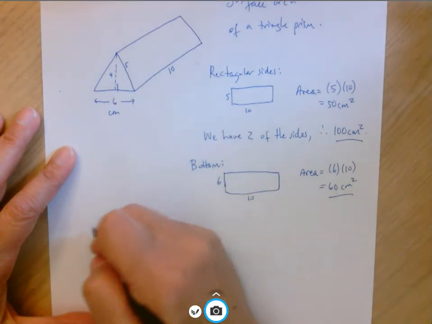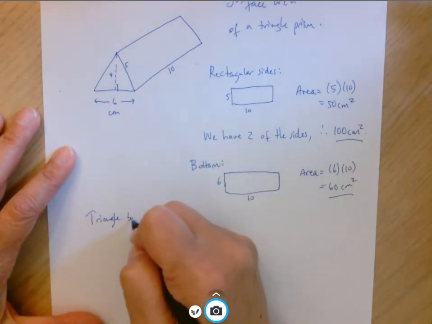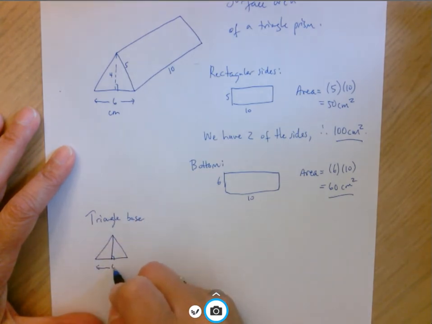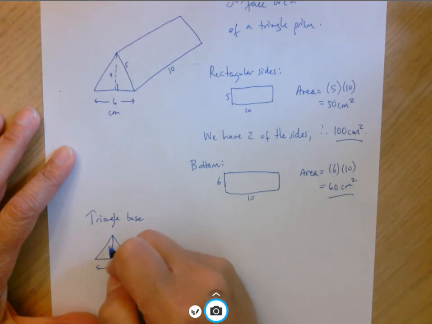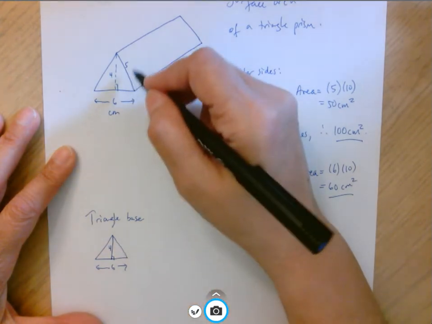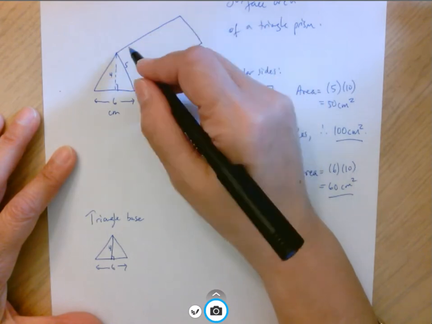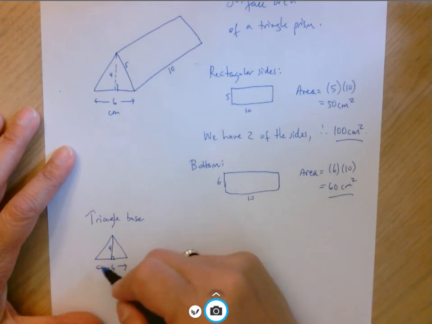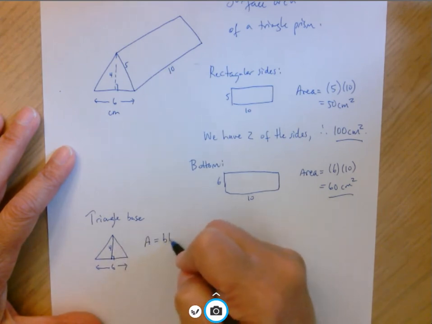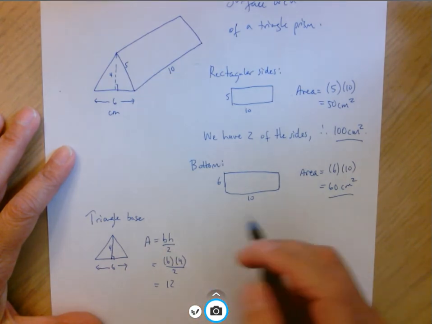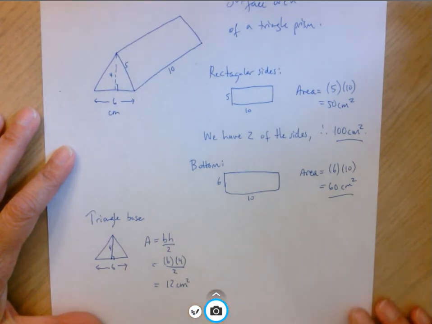Now we have a triangle. We have a triangle base. So the triangle base was given to us like this, and all you need for area of a triangle is base times height, because the formula is base times height divided by 2. So I don't actually even need this side, right? This side was given to me so I could figure out the area of the rectangle, but it doesn't help me in the area of the triangle. So the base is 6, the height is 4, so area is base times height divided by 2, which is going to be 6 times 4 divided by 2, which is 12. And again, I'm working in centimeters, so centimeters squared.